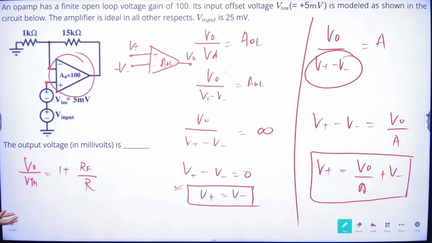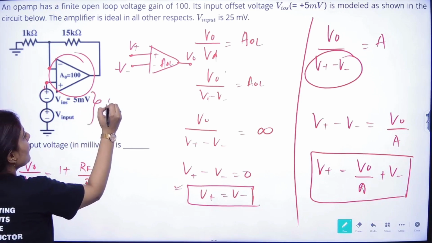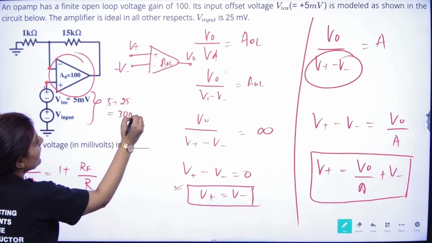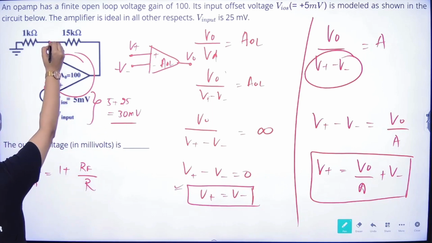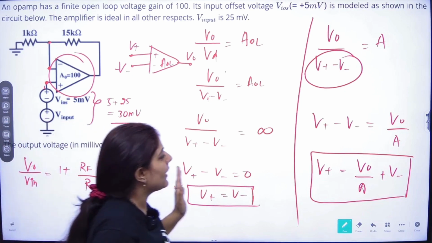because it is not the case of an ideal op amp, right? It is not the case of an ideal op amp. So how do we have to take it? This is the input terminal. Let's take both the inputs: 5 plus 25 millivolts is given to us, so the total input will be 30 millivolts. I cannot say that this will be the same as 30 millivolts. So what will be the value of voltage at node negative?